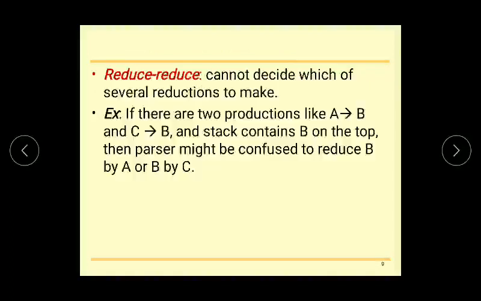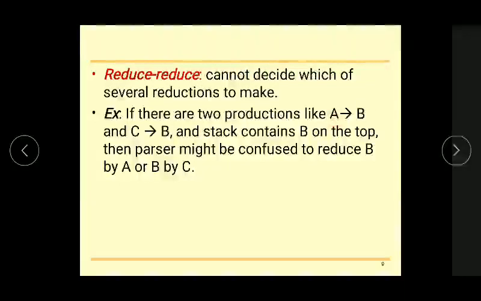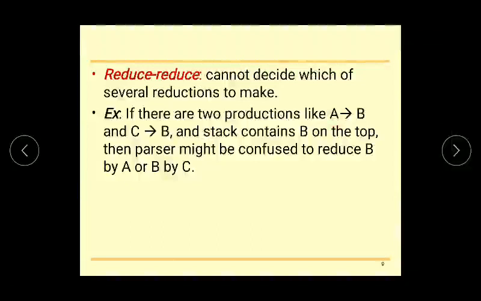And the second conflict is reduce reduce. As the name indicates, whether to reduce RHS B by A or whether to reduce RHS B by C. That is, the parser cannot decide which of several reductions to make. Now consider this example. We have two productions, A gives B and C gives B. See the right hand side, that is B. So the parser cannot decide whether to reduce this B by A or whether to reduce this B by C, which is called a reduce reduce conflict.